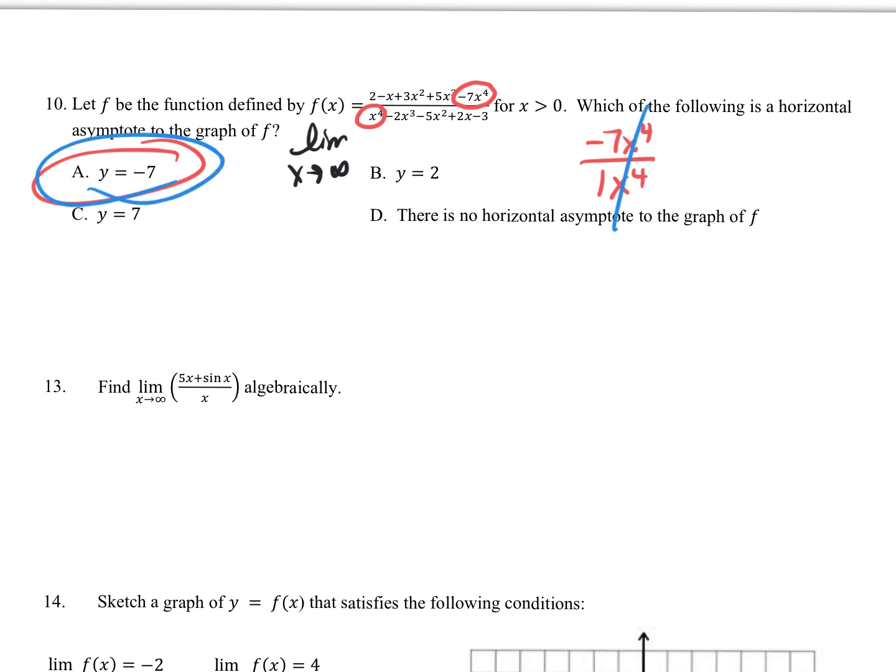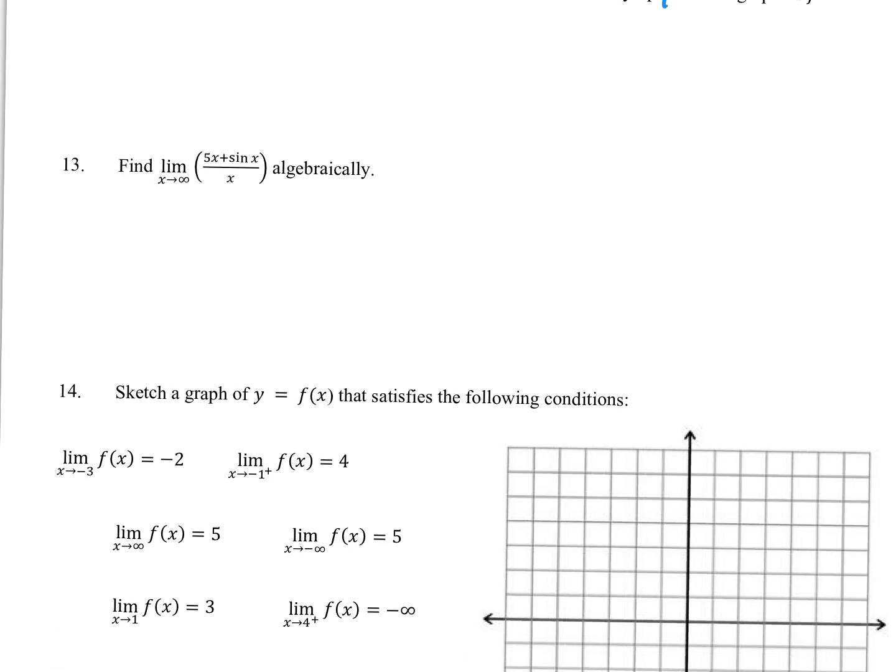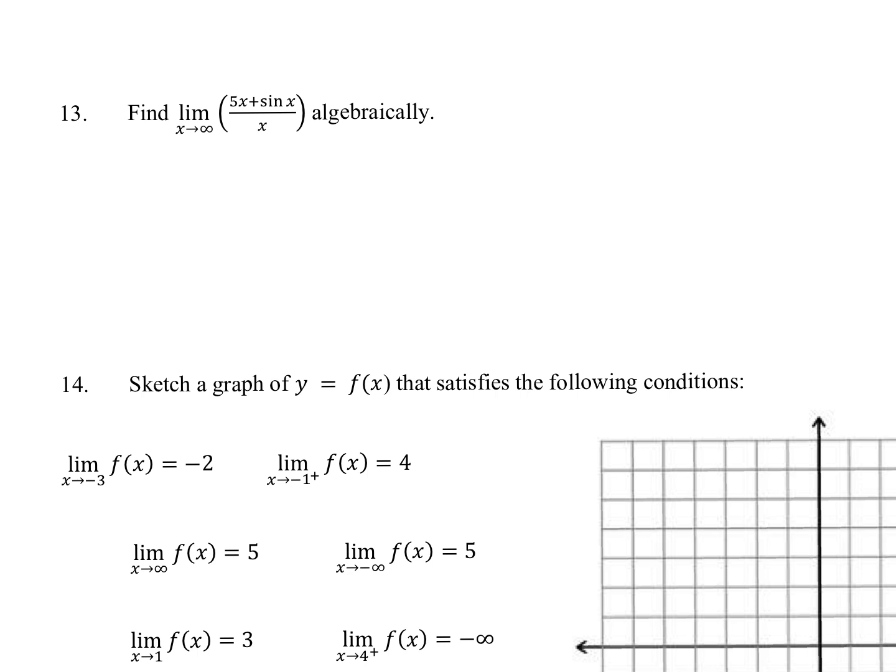Danny, so good. This one down here, again, we're looking as x goes to infinity. We've seen this topic before. How might I be able to break this apart? Say it. Could you do 5x over x plus sine x over x?